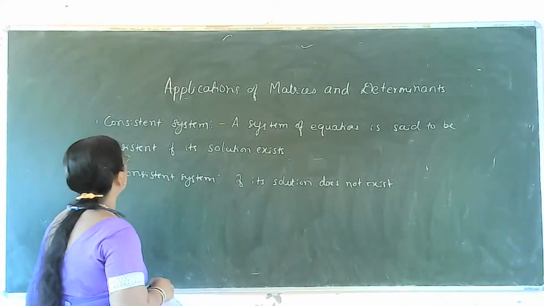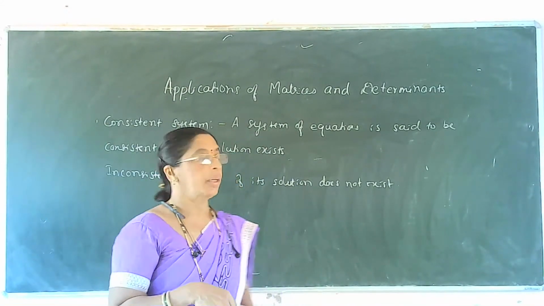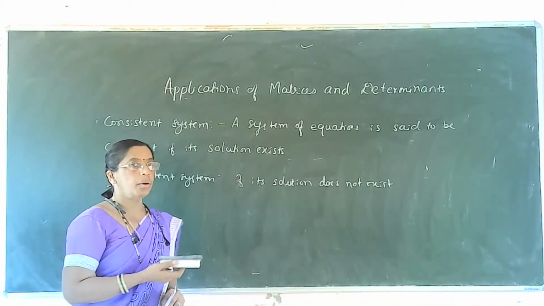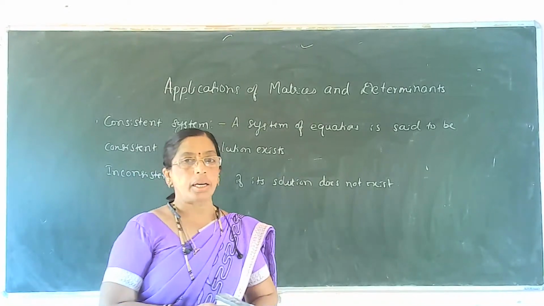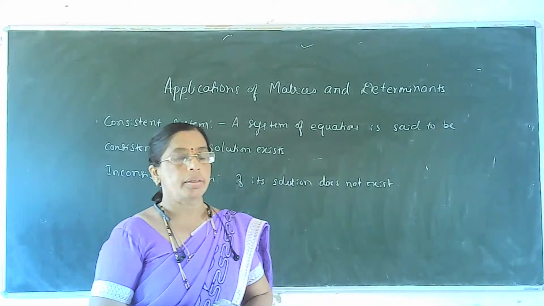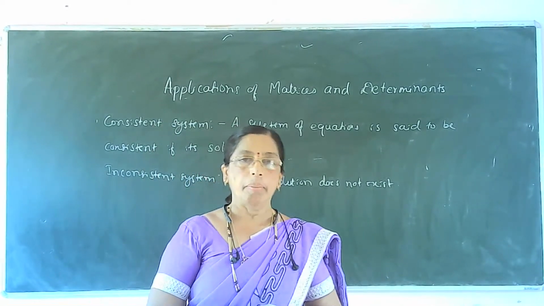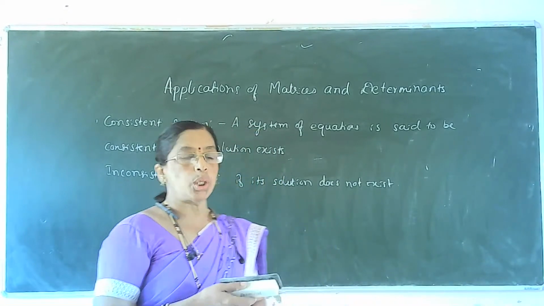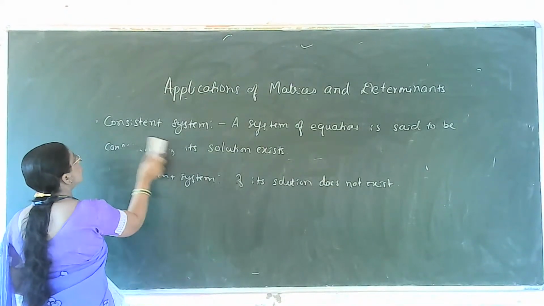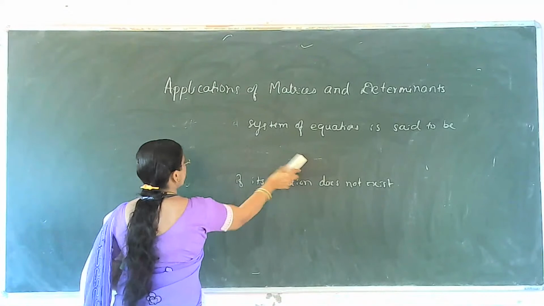Next, we solve the linear equations by using matrices and determinants. Here, we already studied finding the A inverse of the matrix, and then finding the determinant value of the matrix also. By using these two, we solve the system of linear equations.